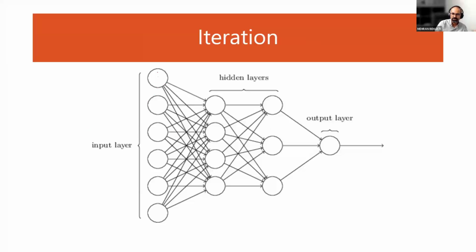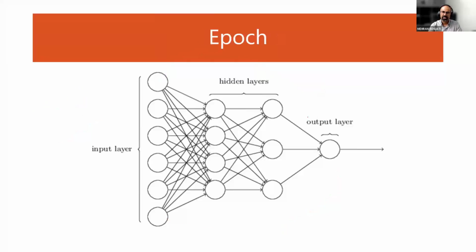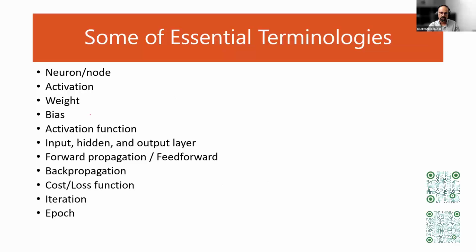So far, we moved from the input layer to the output layer. Then we call that forward propagation. This is backward propagation. And if we do this iteration for one single sample, we call it one iteration. And if we do the same procedure for all samples, we call it one epoch.